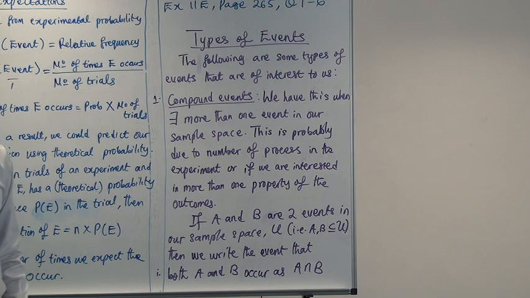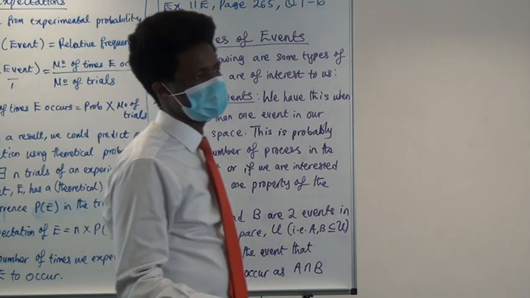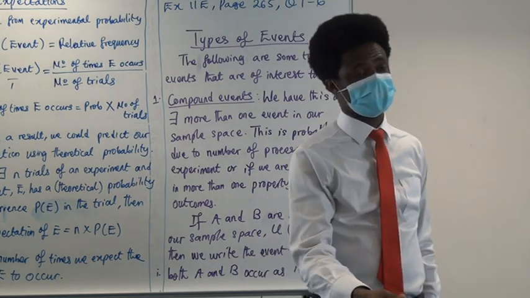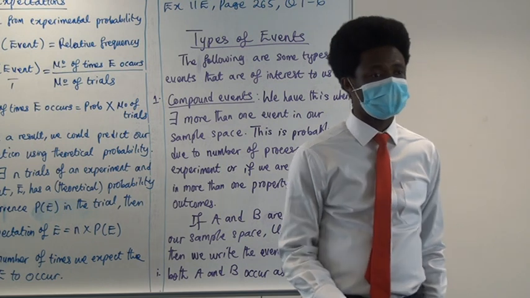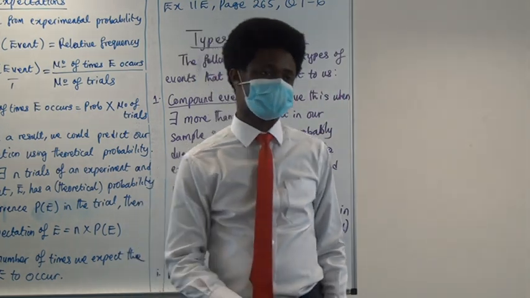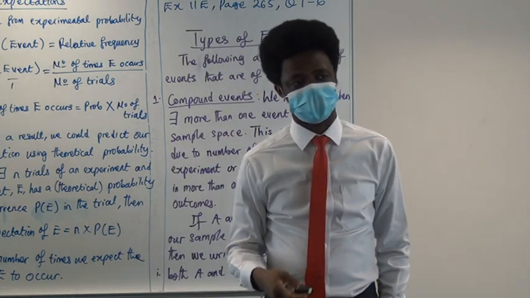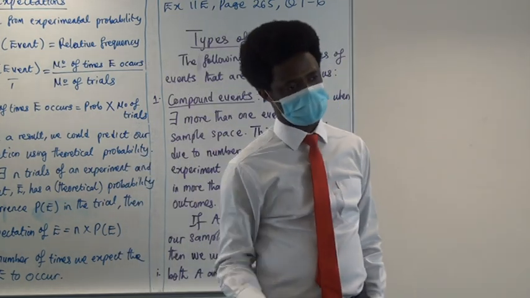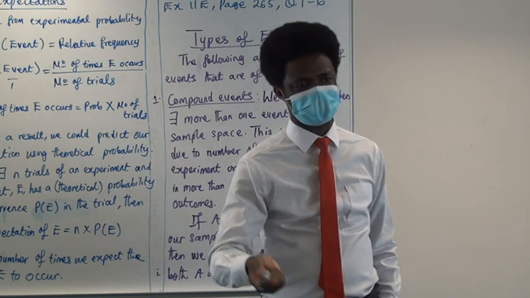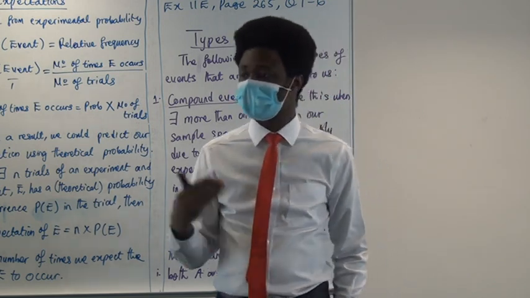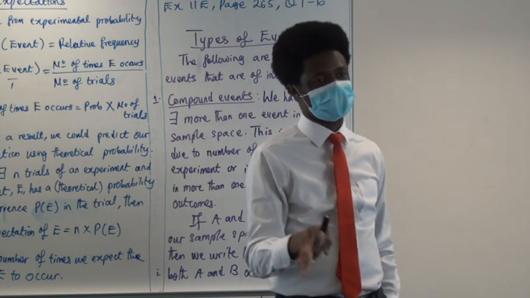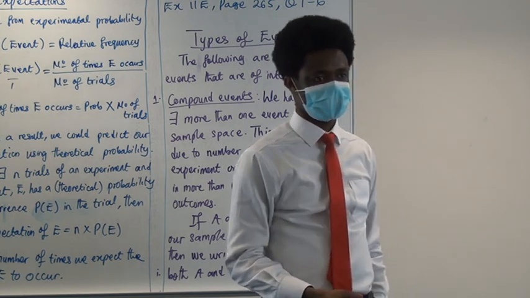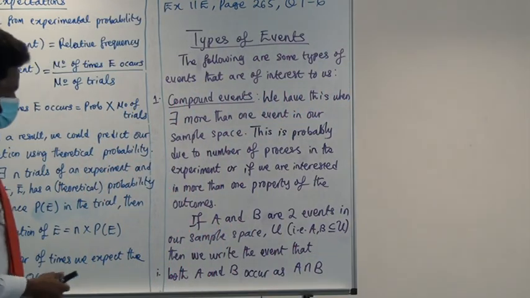Okay? So if my sample space consists of 1, 2, 3 to 6, which is what happens when you roll your die, I could talk about different events: picking a prime, picking an odd, a square number. There will be different things that I could come up with. So if I'm dealing with more than one at a time in that particular problem situation, then I'm dealing with compound events.